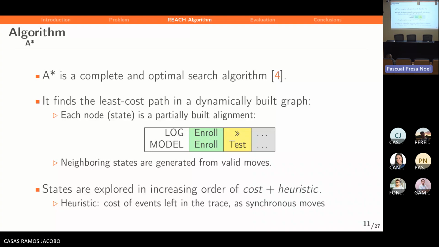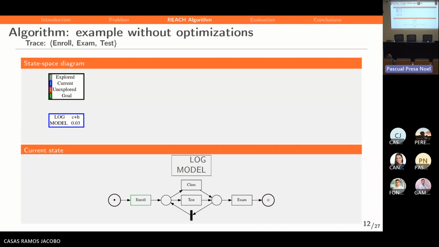The neighboring states are the ones that add a valid move to the previous state. I will show this with an example now, but first, the A-star algorithm explores states by increasing order of cost plus heuristic, where the heuristic is an underestimate of the remaining cost to a goal node. A possible valid heuristic is the one that considers the remaining trace as synchronous moves and computes the cost of this remaining trace as the underestimate of their remaining cost. So now I will show an example.